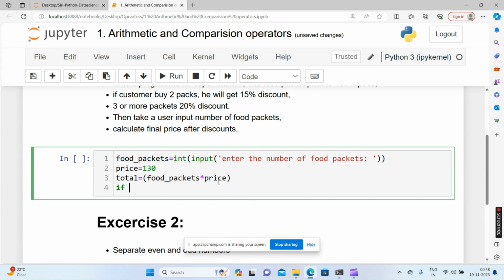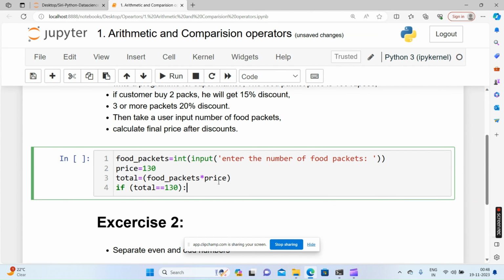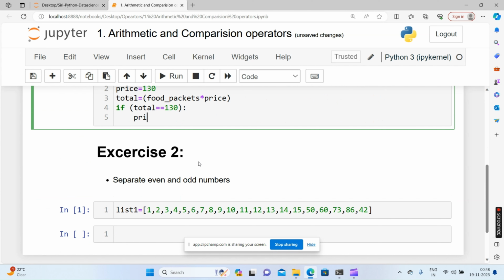So if the customer takes only one food packet, there's no discount on it. So if total equal to 130, print of "there is no discount on it. So the final price is" total rupees.